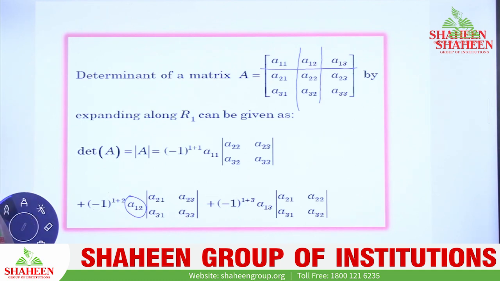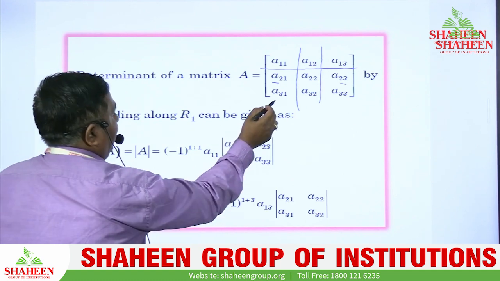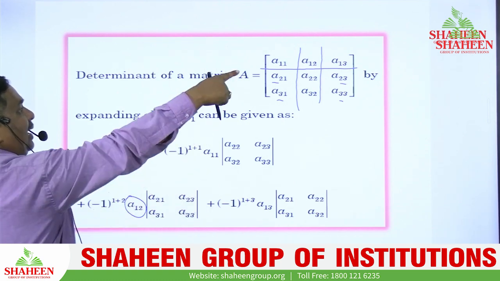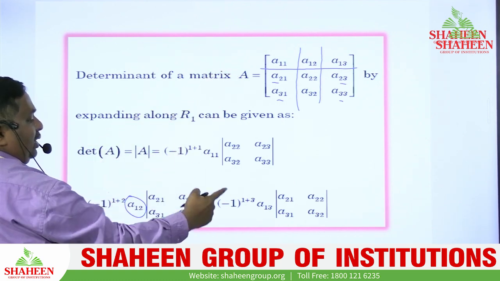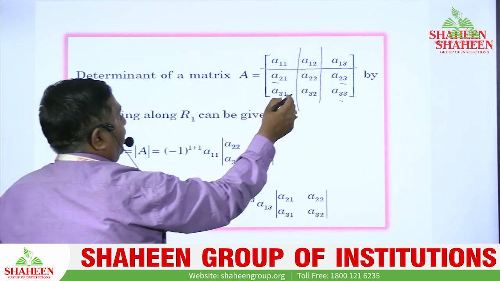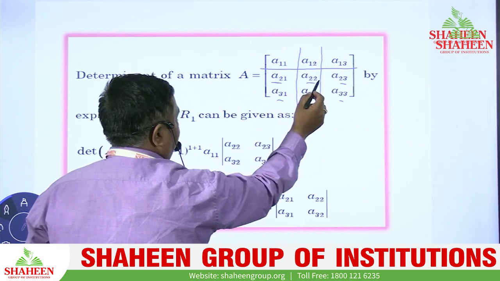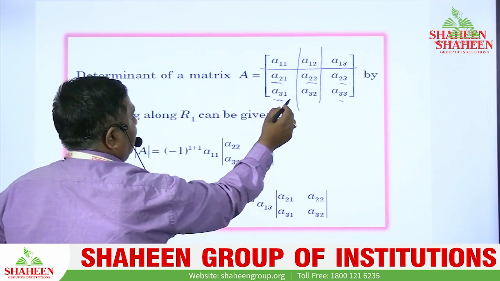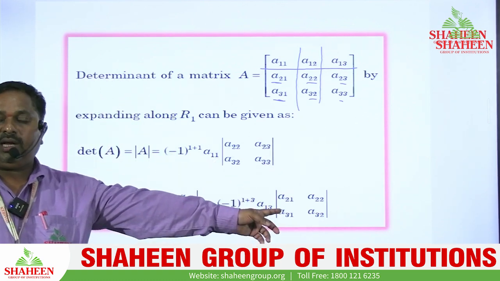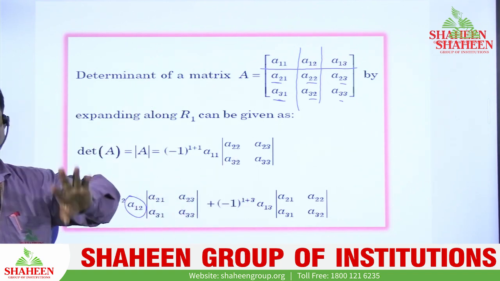The remaining four elements, that is a21 a23 a31 a33, we are cross multiplying. Plus the last element a13, with minus 1 power 1 plus 3, and we are leaving the row and column in which a13 is lying, remaining a21 a22 a31 a32. On cross multiplication and on simplifying, we will get the determinant of the given matrix of order 3.